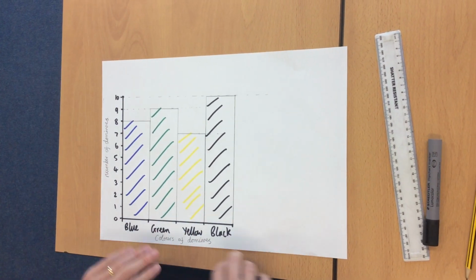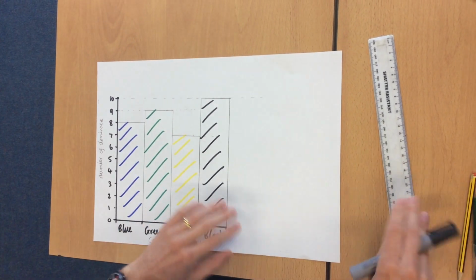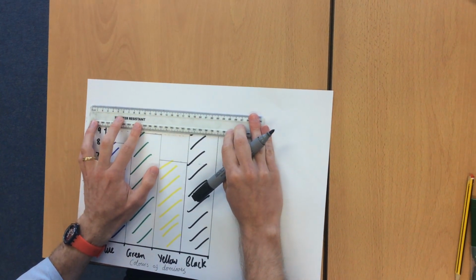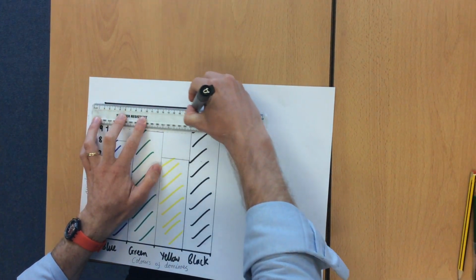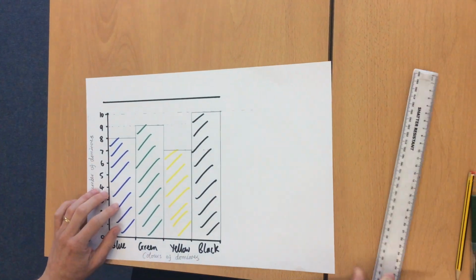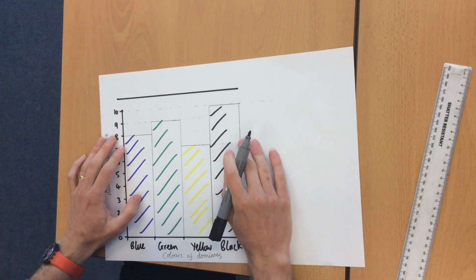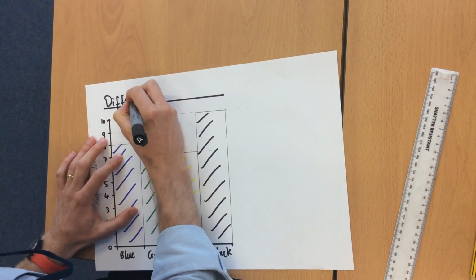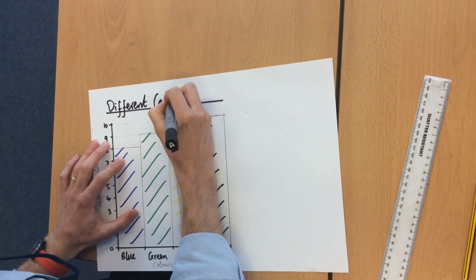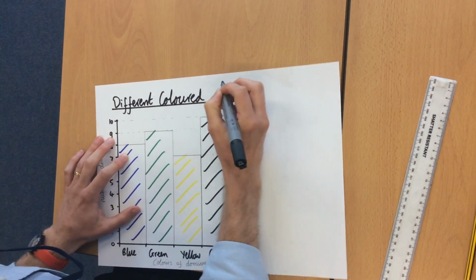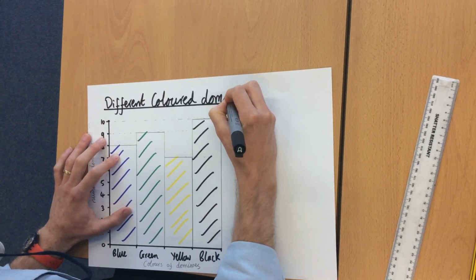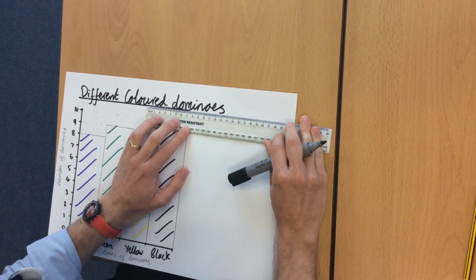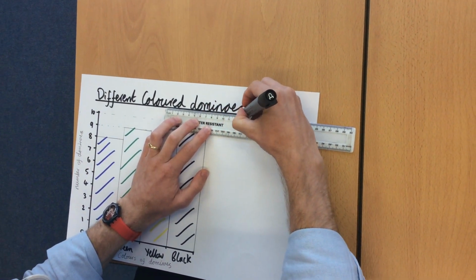I've got my y-axis, my x-axis is all labelled. I need a title now. So I need to think of a title. Let's draw a little line, a title for my completed bar chart. I think I'm going to call this, how many different coloured dominoes, I'm going to call it: Different coloured dominoes. There we are. I'm going to just get my underlining a little bit extended onto there.